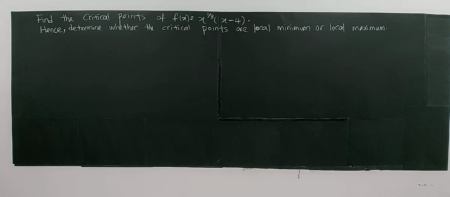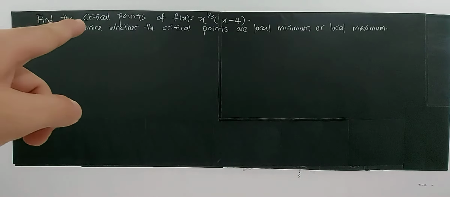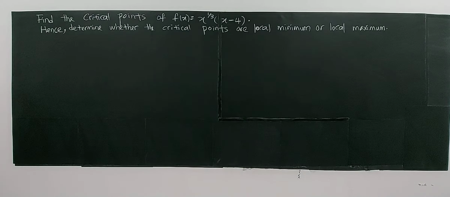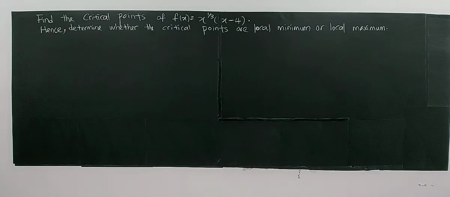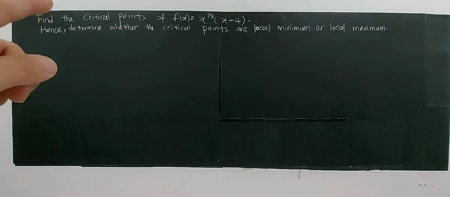Okay, in this question, the question is asking you to find the critical points. So it's not only stationary points, but critical points. Critical points consist of where f prime x is 0 and where f prime x is undefined. You have to consider two cases here. So that's why they said find the critical points.